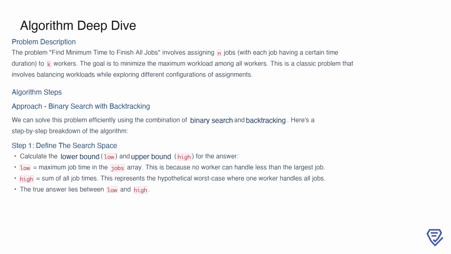To solve this, we use a combination of binary search and backtracking. First, we define the search space for the answer. The lower bound, low, is the time taken by the longest job because no worker can handle less than that. The upper bound, high, is the total sum of all job times, which represents the unrealistic scenario where one worker handles all jobs. The optimal solution must lie between these bounds, and our task is to find it efficiently.